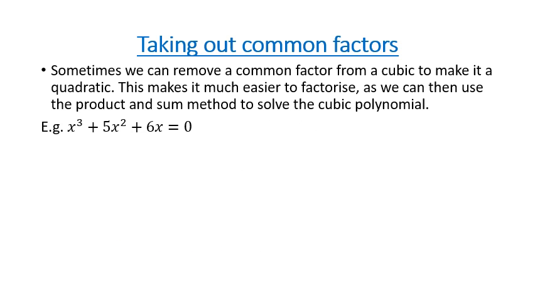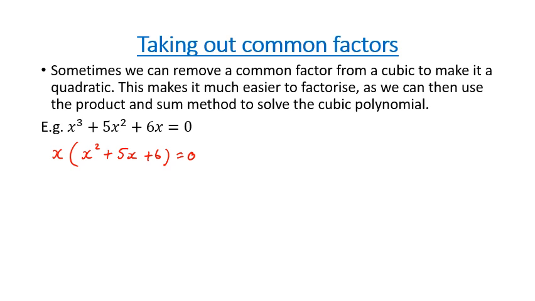Sometimes we can take out common factors. So we remove the common factor from the cubic to make it a quadratic, which makes it a lot easier to factorize. We can just use the product and sum method to solve the remaining quadratic of the cubic polynomial. So as an example, if I wanted to remove a common factor, I'm going to remove x as my common factor. That's going to leave me with x squared plus 5x plus 6, and that all equals 0.